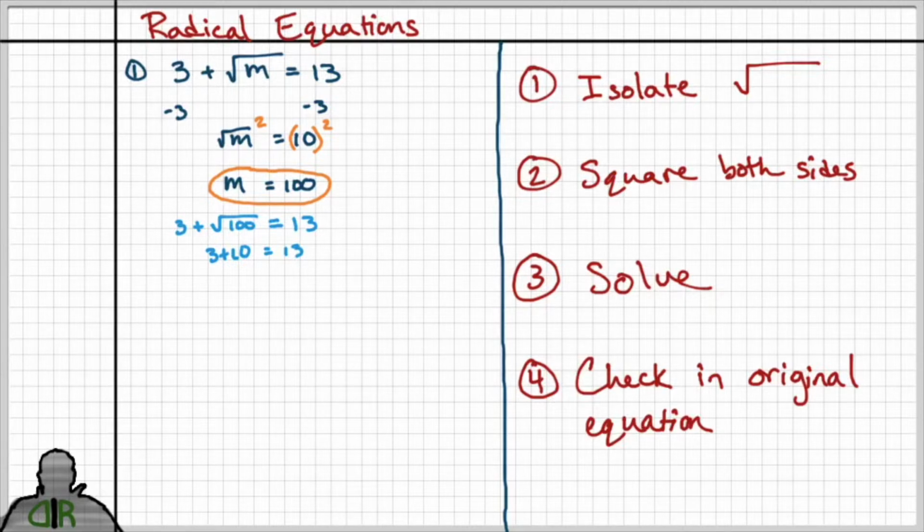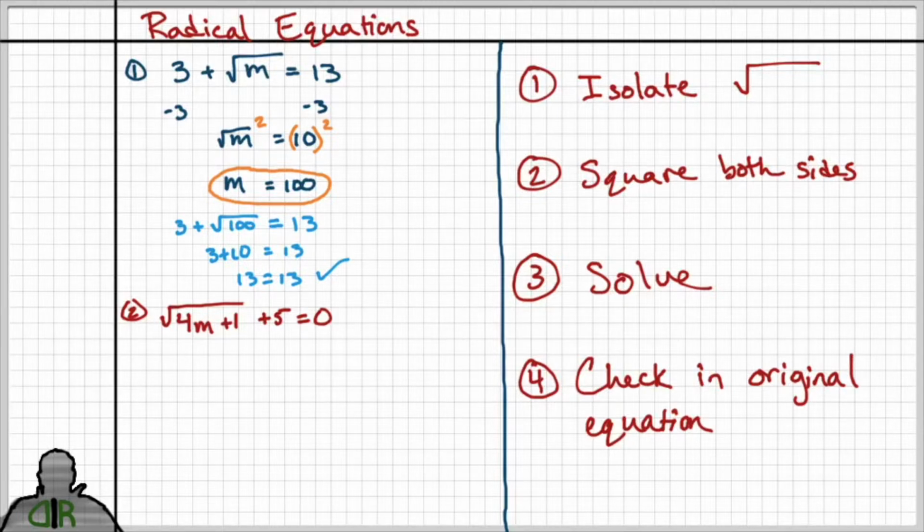So right here we've got 3 plus the root of 100 equals 13. The root of 100 is 10. Hold up. Did I just say that the square root of 100 is just 10? What about the negative? Mr. Reinhardt's always said that there should be a negative and a positive whenever you find a square root. That's weird. So 3 plus 10 equals 13, and 13 equals 13. We're good.